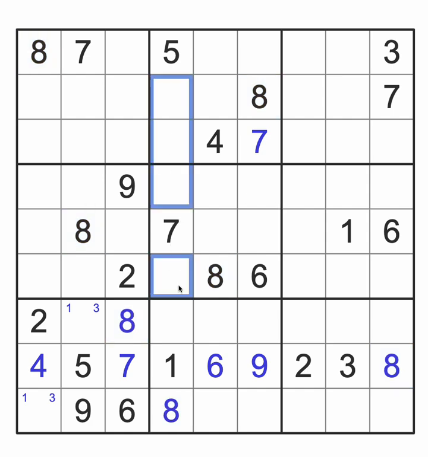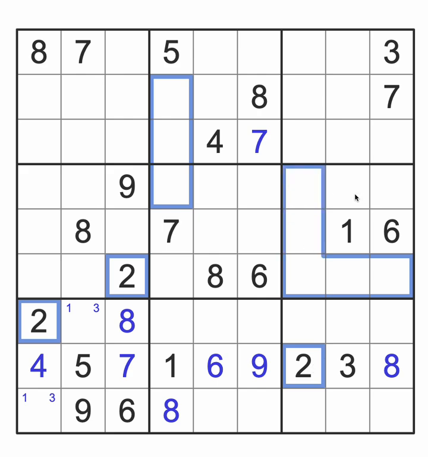Looking at column 4 first, I'm focusing on 2. 2 here blocks this cell. 2 here blocks this cell. This 2 also blocks these, and this 2 blocks these. So 2 in box 6 will be here or here. That means this cell cannot be 2. So 2 on column 4 will be here or here.